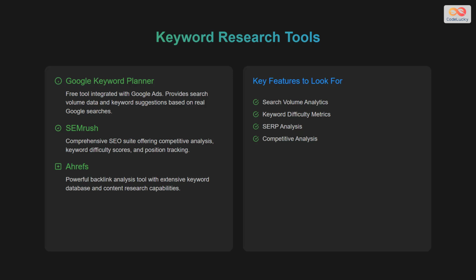Some of the key features to look for in these tools are search volume analytics, keyword difficulty metrics, search engine results page analysis, and competitive analysis.